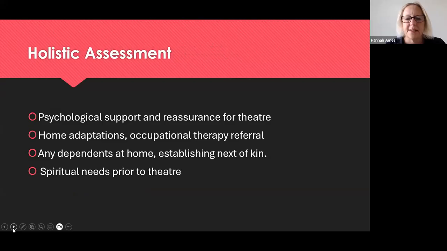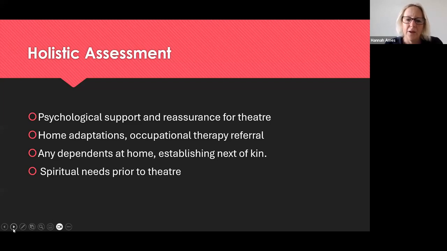The rest of our holistic assessment, so just again thinking about that psychological support and reassurance for theatre. Sometimes I know patients might be quite scared of going to theatre, they might be scared of losing their independence and their mobility, so just reassuring those things, and that patients will be able to have rehabilitation and support to get back up on their feet.